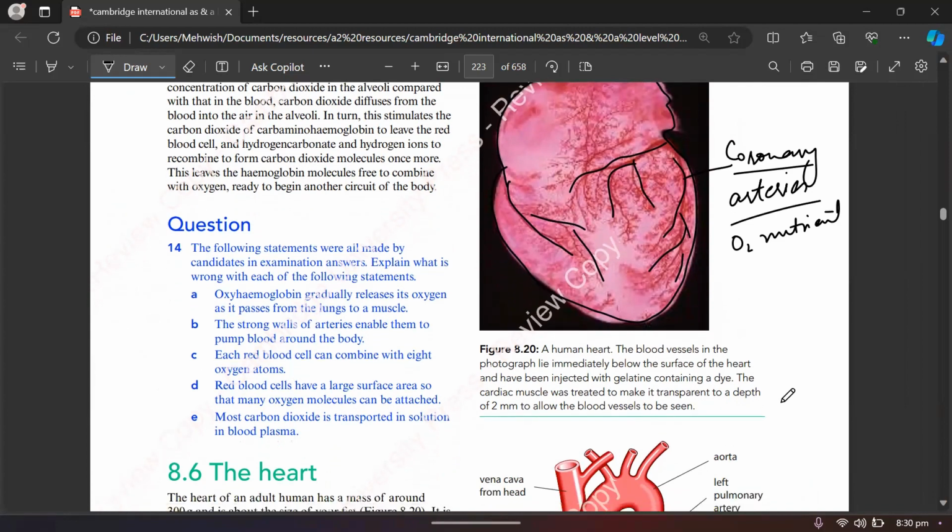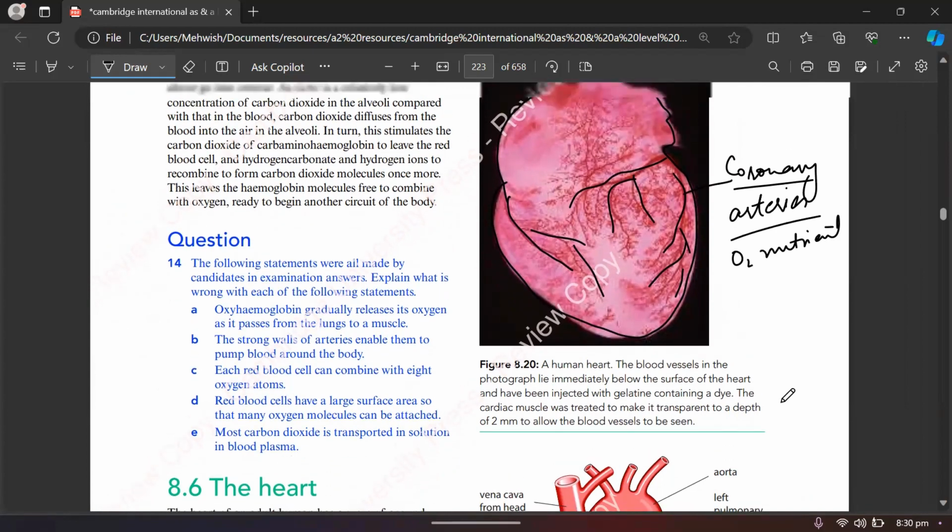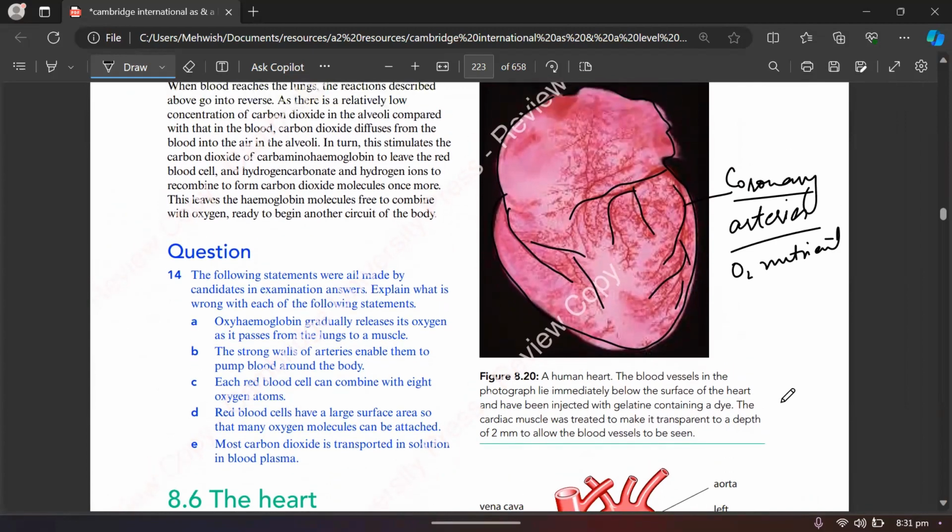So this is the human heart, showing the blood vessels in the photograph lying immediately below the surface of the heart, which have been injected with gelatin containing a dye. The cardiac muscle was treated to make it transparent to a depth of 2 millimeters, to allow the blood vessels to be seen, so that they can be observed easily on the surface of the heart.